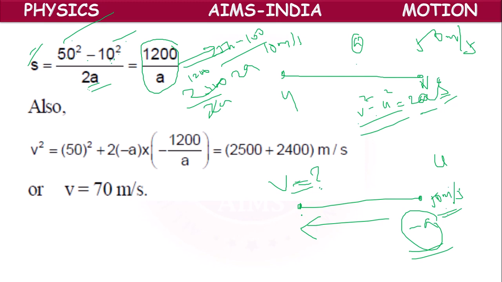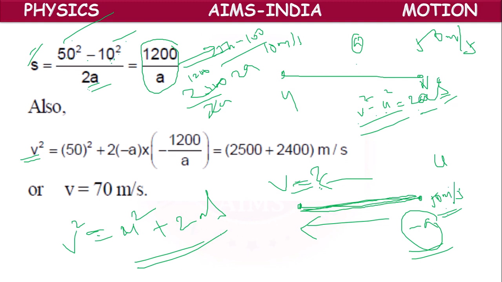In the second case also, it is covering the same distance, but in the reverse direction. The second time we use the same formula, v square minus u square equals 2as, but we have to find v square. So minus u square goes to the other side and becomes plus u square plus 2as.